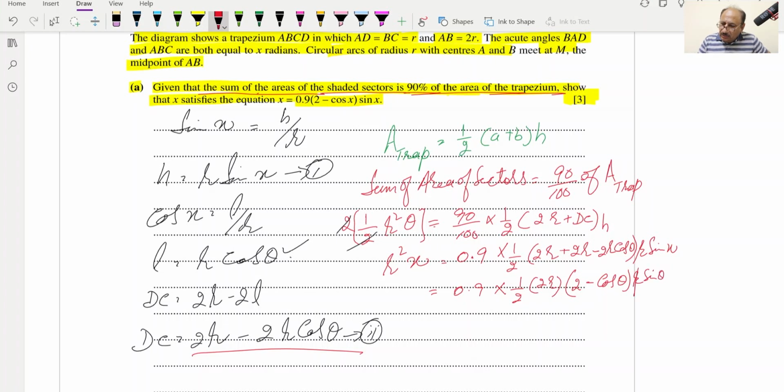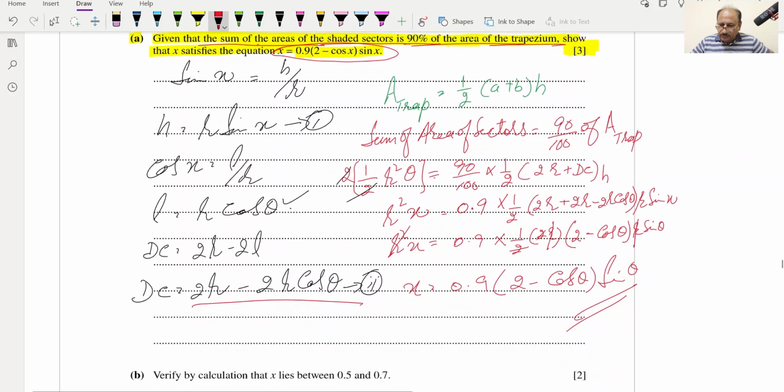Now this r and this r will cancel with this r squared, and x will be equal to 0.9, and this 2 will be cancelled with this 2, and 0.9 into 2 minus cos theta into sine theta. And this will be the answer which we were looking for. And this is x is equal to 0.9 into 2 minus cos theta into sine theta.